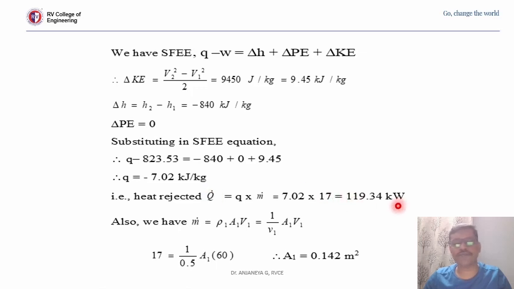119.34 kilowatt. To calculate the area at the inlet, I have the equation of mass as rho 1 A1 V1. Since specific volume is given, density is nothing but 1 by v1, so mass is A1 into V1 by v1. By substituting the mass, the specific volume and the velocity at the inlet, I am getting the area as 0.142 meter square.